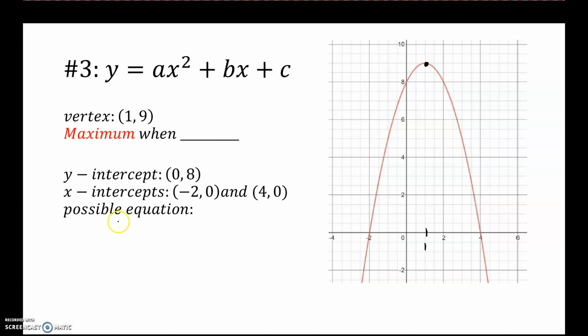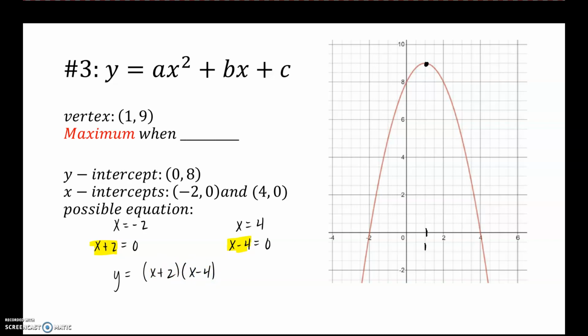All right, so now a possible equation. Well, x is equal to negative 2 and x is equal to 4. These are both one-steppers. I'm going to add 2. I get that equal to 0. I'm going to subtract 4. I get that equal to 0. Once I get the equation set equal to 0, these are now my factors. A little bit easier when we don't have any fractions. So I have y is equal to x plus 2 times x minus 4.